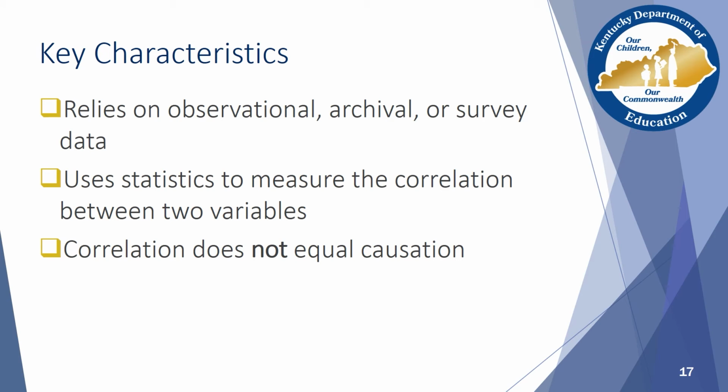The correlational study design is one that is rooted in the use of observational, archival, or survey data. Correlational studies are very popular among education researchers due to the large amount of publicly available data and the relative ease of surveying large populations of teachers, parents, or students.